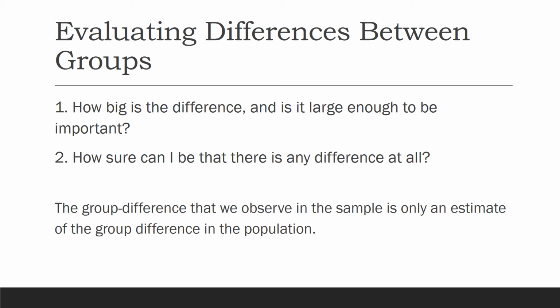Remember that usually we are using data from a sample to understand a phenomenon in some larger population. And the group difference that we observe in the sample is only an estimate of the group difference in the population. So we have to have an idea of how good our estimate is or how precise it is.